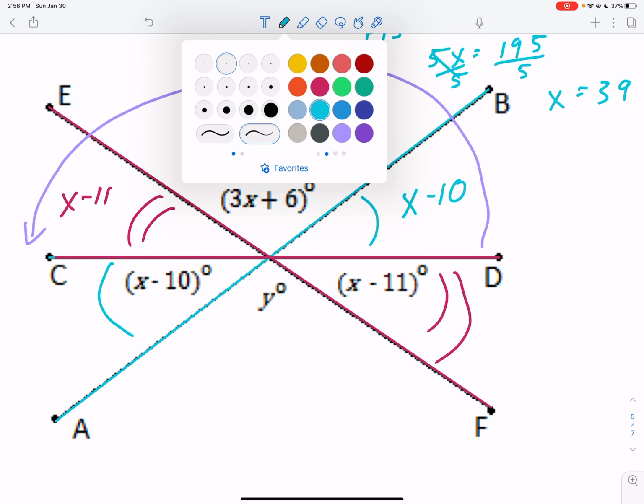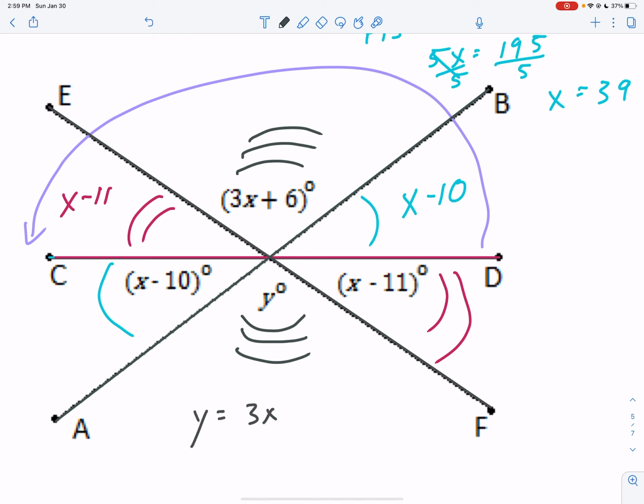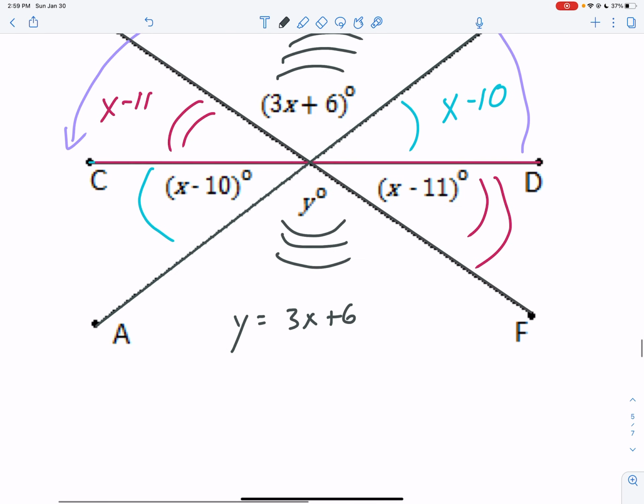So let's look at this. Let's say, all right, this angle right here is a vertical angle with this one. And again, it's because this line intersects with this line. And these two angles, I'm going to use 3 of these to represent them as different ones. We like to do that. So those must be equal. So y is equal to 3x plus 6. They are vertical angles. But we know what x is.